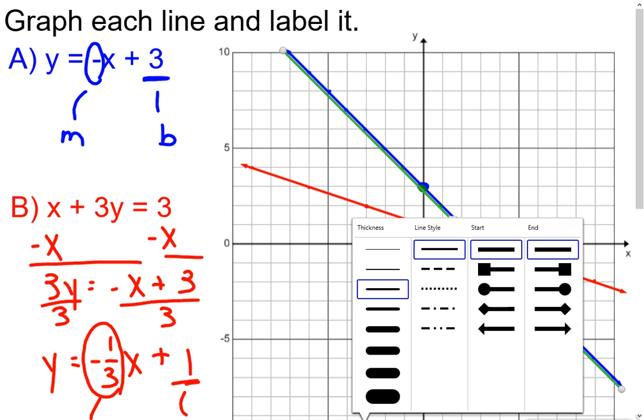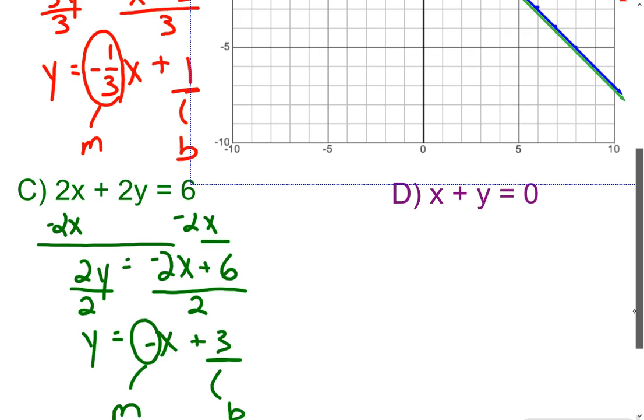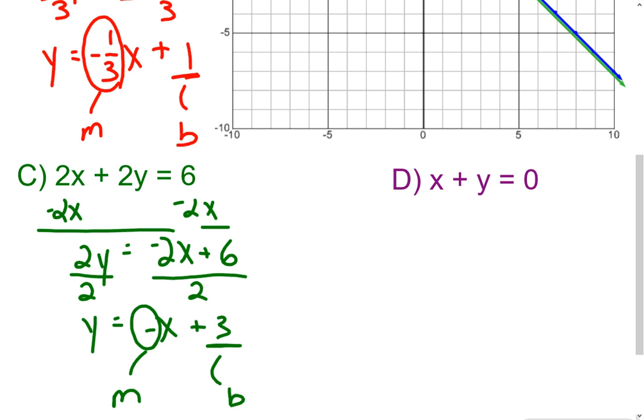It's green, make it a line. And there we go. So really that's two lines on top of each other. It's the same line. It's not any different. And then last but not least, I have this purple one that I have to get into slope-intercept form very quickly just by subtracting x from both sides. That gets our y all by itself.